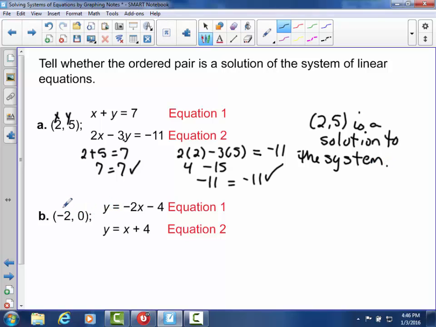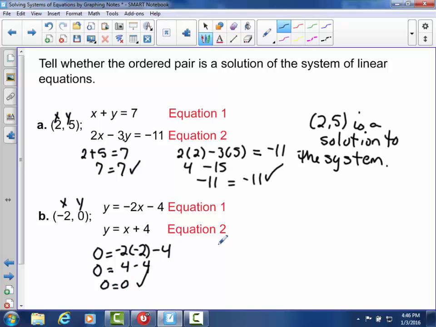Okay, same thing here, negative 2, 0. So there's our x value, our y value. So 0 equals negative 2 times negative 2 minus 4. Just substituting in negative 2 and 0 for x and y. Okay, so 0 equals 4 minus 4. 0 equals 0. That's true.